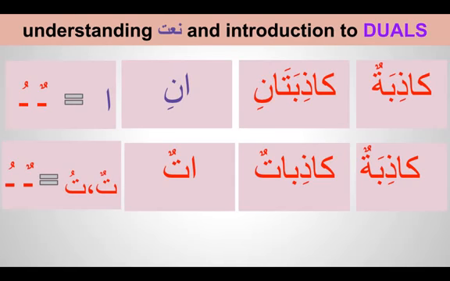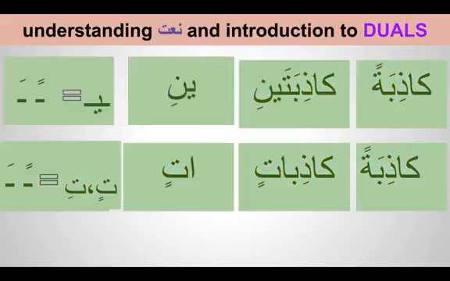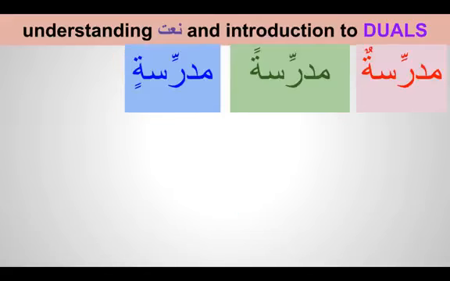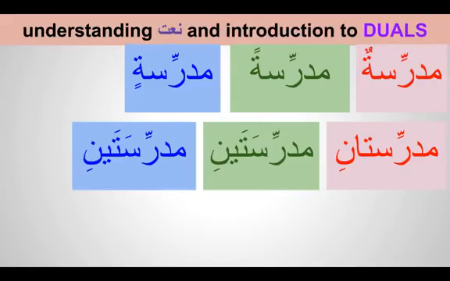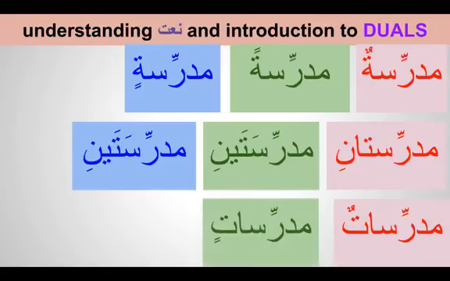So we had kadhibatun, female liar. Then if we say dual, it will be kadhibatani, and the plural form will be kadhibatun. So kadhibatan will be kadhibataini and kadhibatin. And kadhibatin majroor form will be kadhibataini and kadhibatin. So same thing here: mudarrisatun, mudarrisatan, mudarrisatin. How do we write the dual forms? Mudarrisatani, mudarrisataini, mudarrisataini. And plural form will be mudarrisatun, mudarrisatin, mudarrisatin.